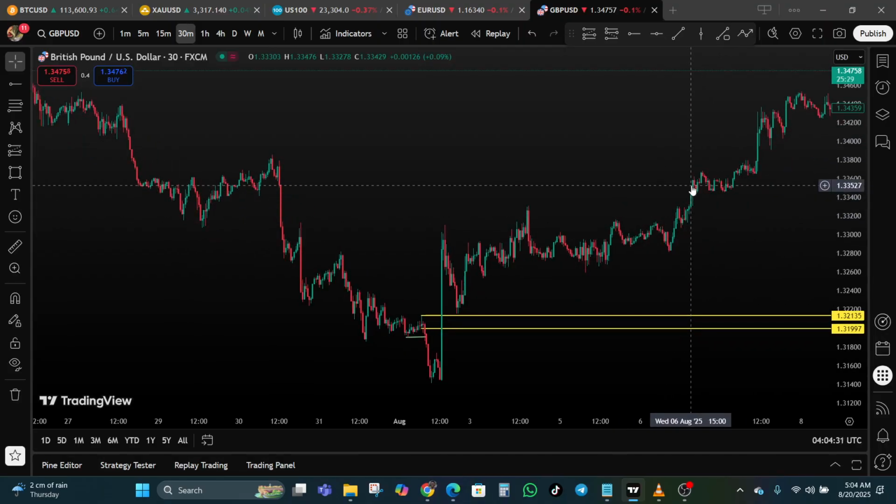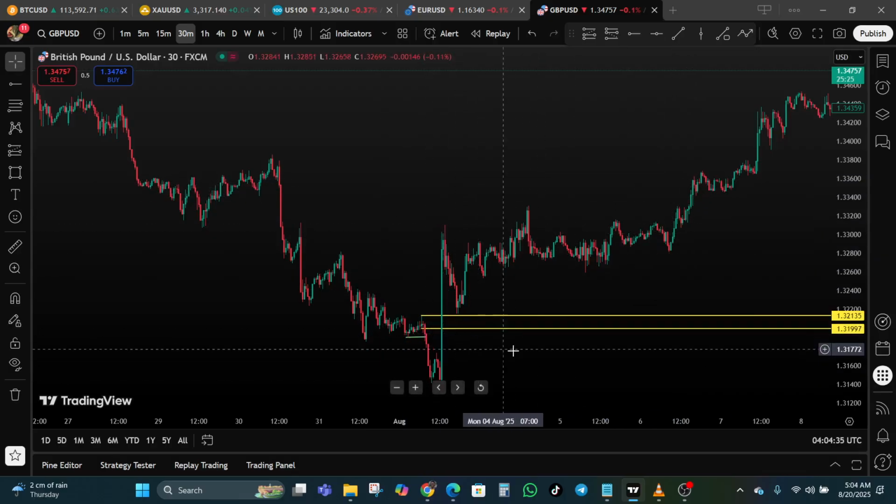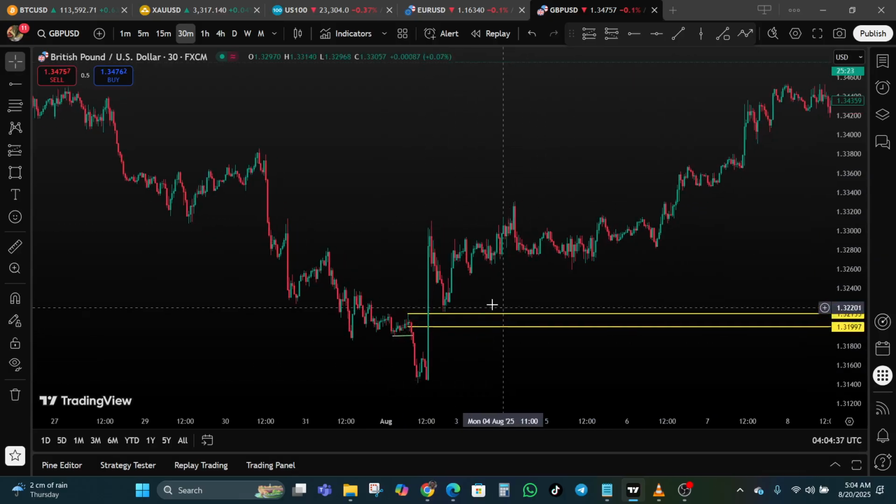So this is the concept that I just explained. When an order block that acted as support or resistance gets broken and flipped into a level that shows a shift in market direction.